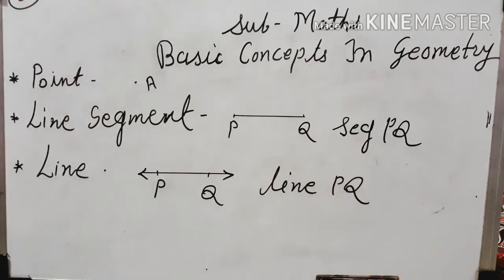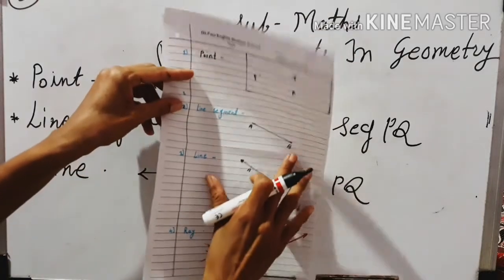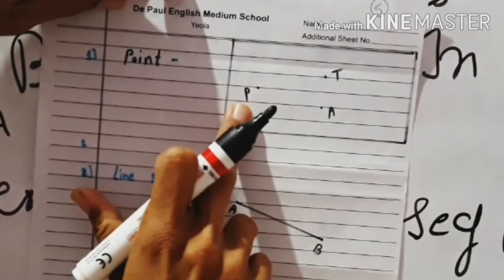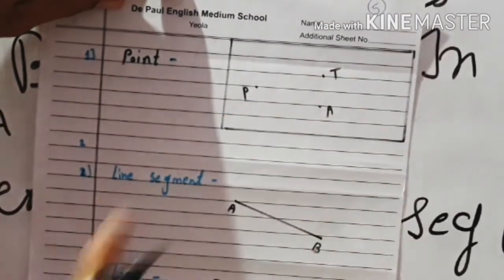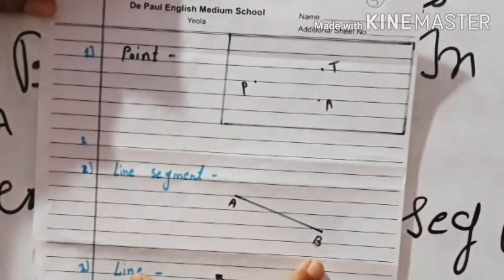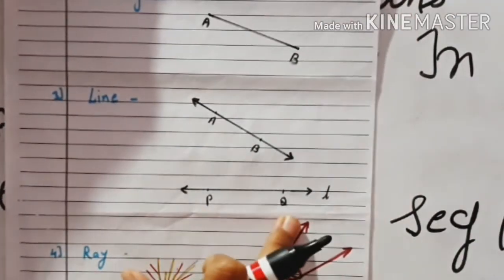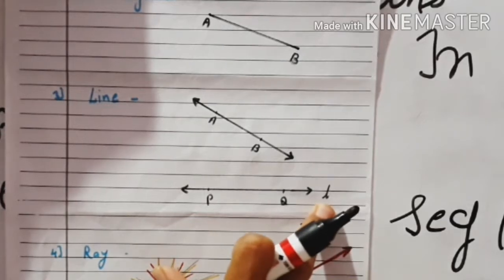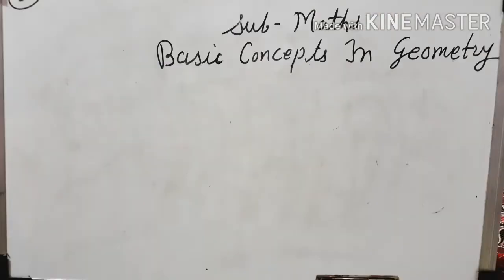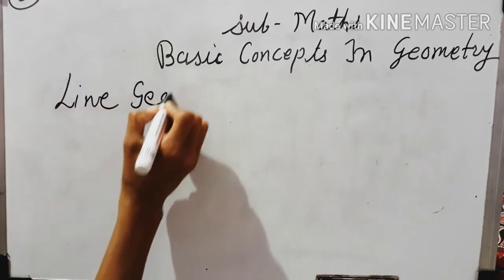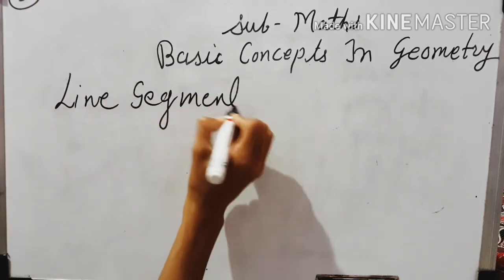Now, here again I am going to show you some figures. This is a point. Here I have drawn some points, point P, point T and point A. Next is the line segment. This is line segment AB and this is line AB, or the second figure is line PQ, or we can read it as line L. What is the difference between line segment and line?